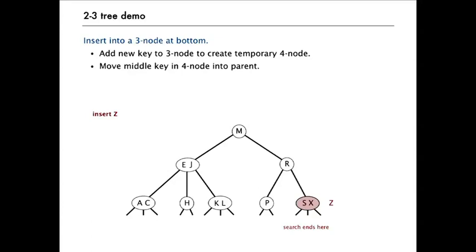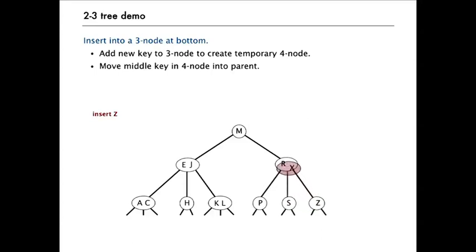And the way we do it is first make a temporary 4 node that replaces that 3 node. And then that's not a 2-3 tree because it's got that one 4 node with 3 keys and 4 links. But what we can do is split that 4 node and pass the middle key up to its parent. So split it into 2 nodes and pass the middle key to the parent.